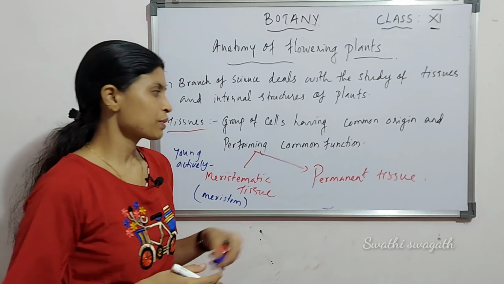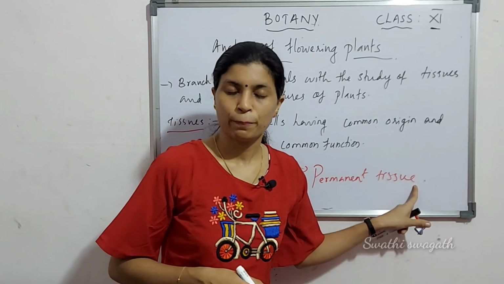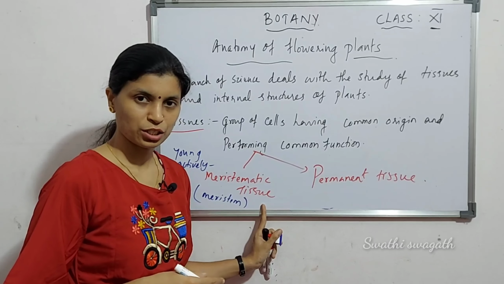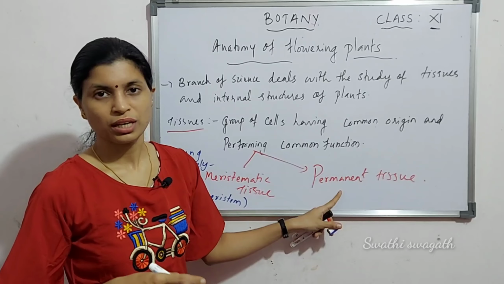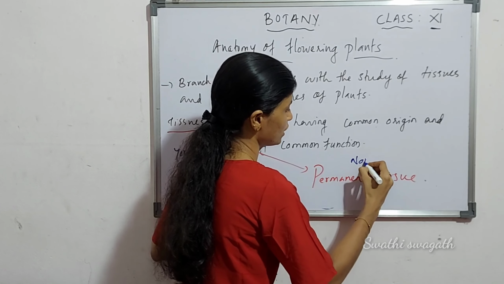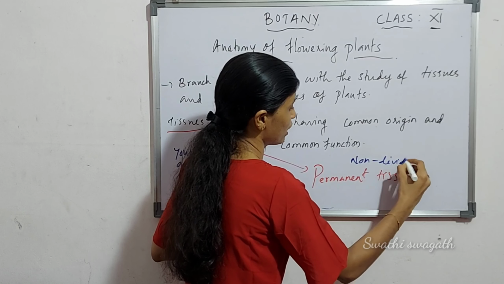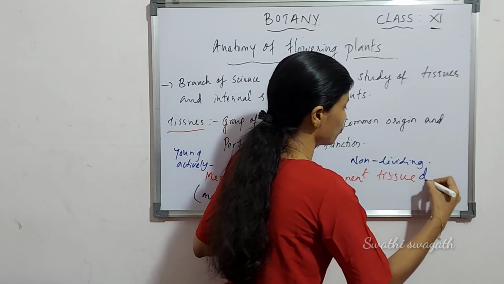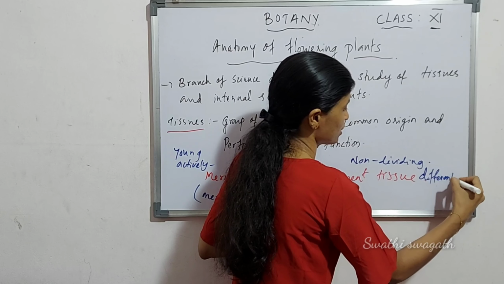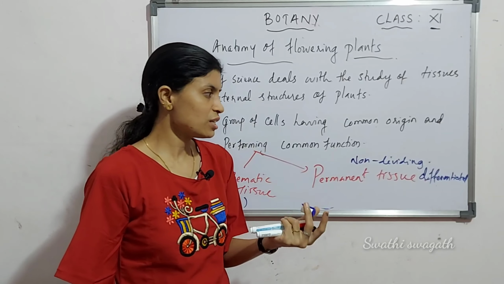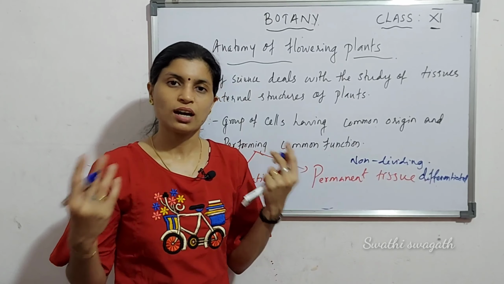The next is about the permanent tissue. This permanent tissue is the opposite of meristematic tissue. So what is permanent tissue? They are non-dividing tissues, or this tissue contains non-dividing cells. They are differentiated, which means they lose the capacity of division and are differentiated to perform various other functions.